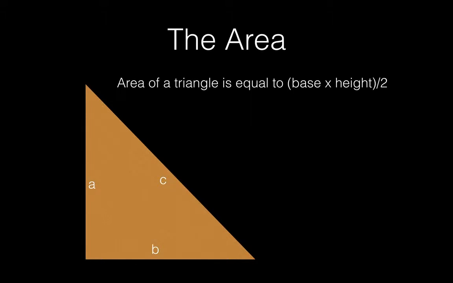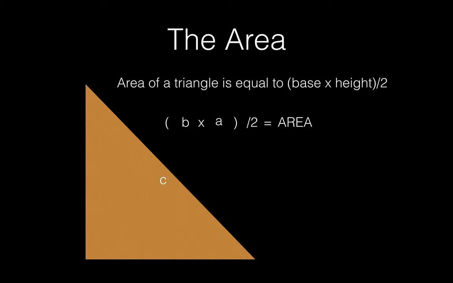Before going any further with this proof, it's important to remember how to find the area of a triangle. The area of a triangle is equal to base times height divided by 2, or height times base divided by 2. To find the area of our scalene triangle, we multiply the base, b, times the height, a, and then divide everything by 2 to find area.